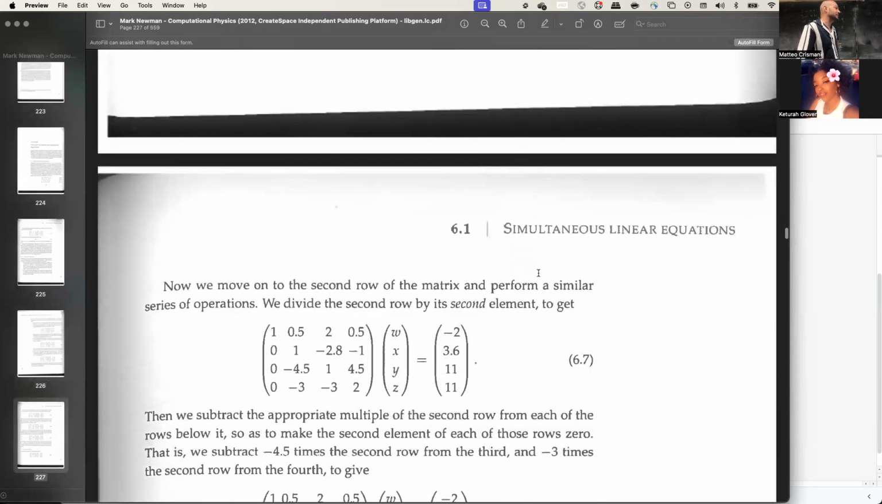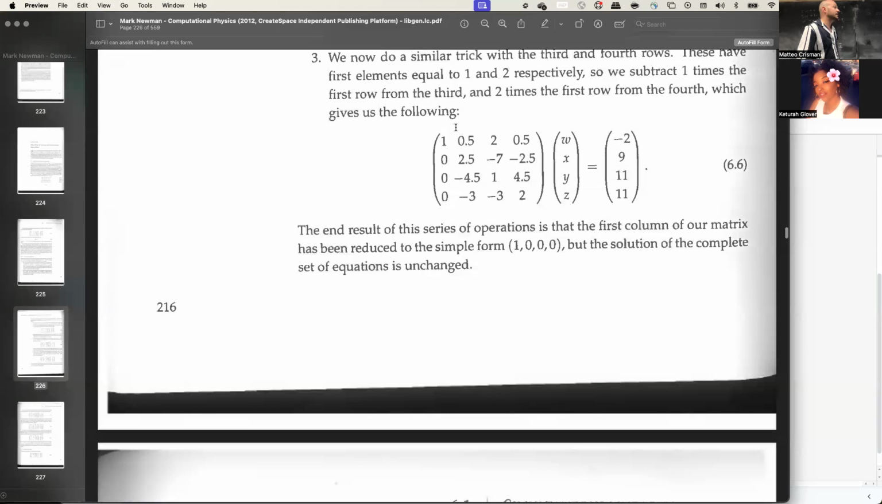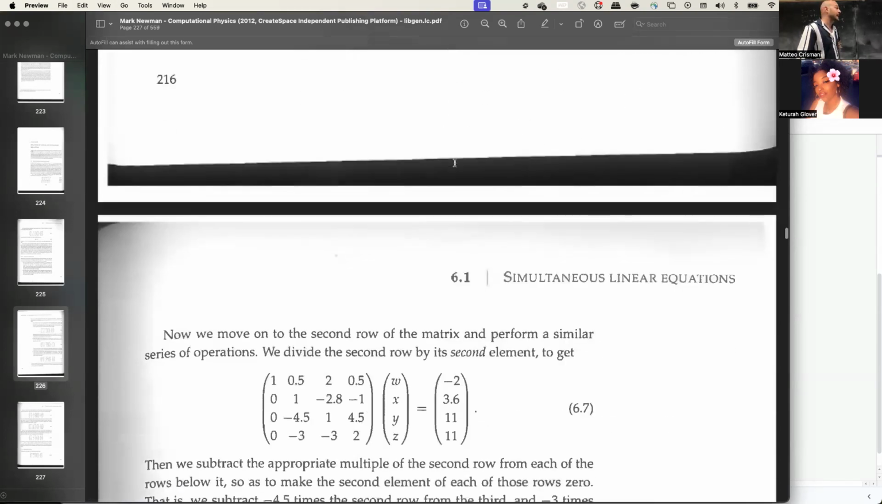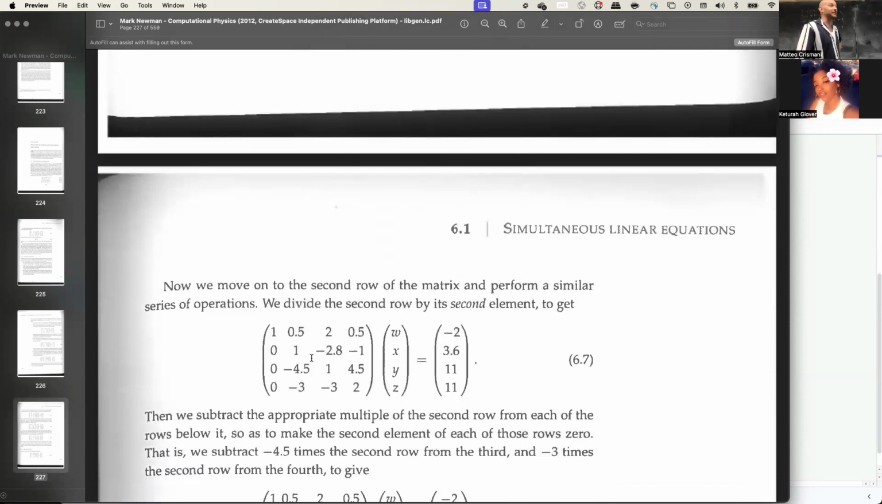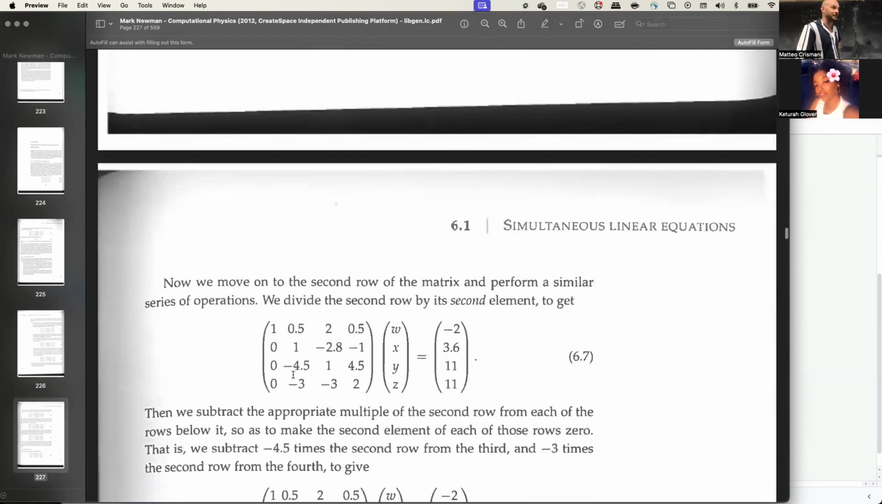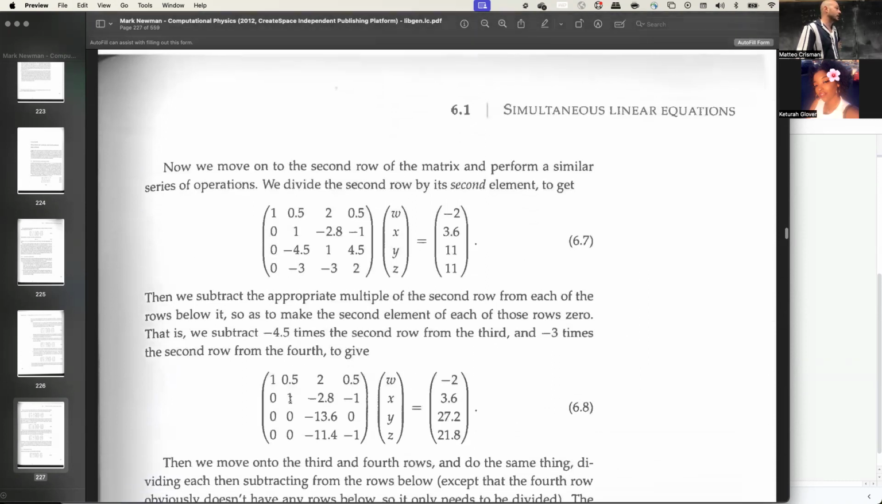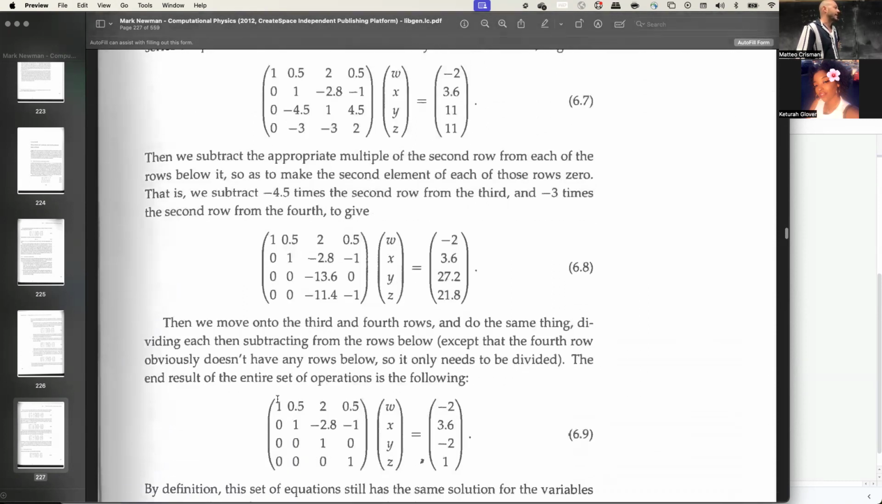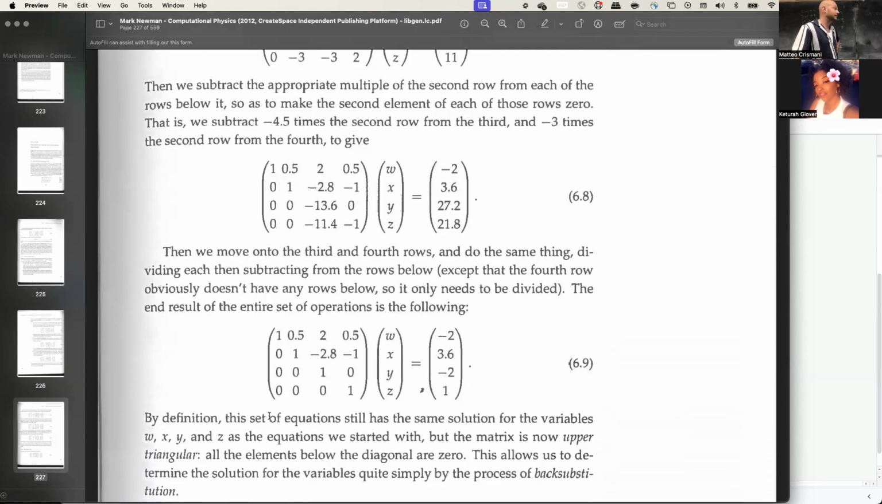Let's move to the second row of the matrix and perform a similar series of operations. You divide the second row by its second element, right? So it was 2.5. Now we divide this whole thing through by 2.5. And I get a 1 there. So what am I going to try and get here? Zeros, right? So now I have 1, 1, and then the zeros. And then I'm going to keep doing it all the way down. So you'll notice in the bottom triangle, I got zeros here and 1s here. And all of a sudden, it's clear, right?